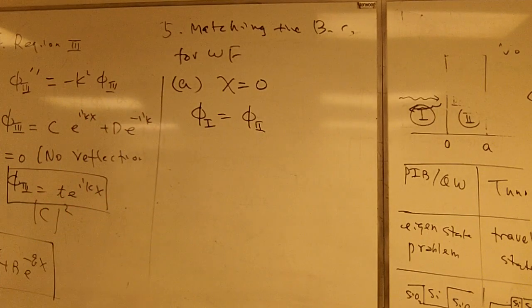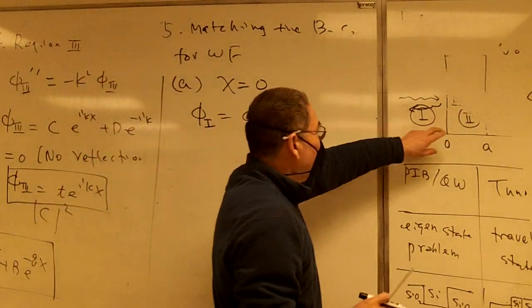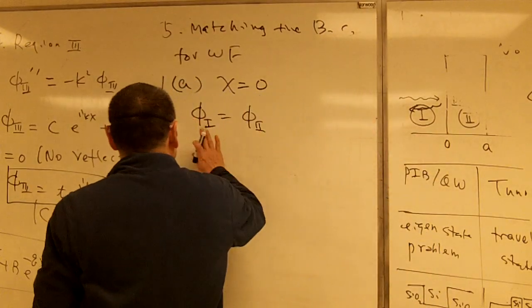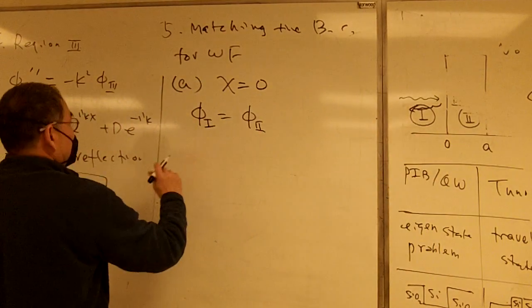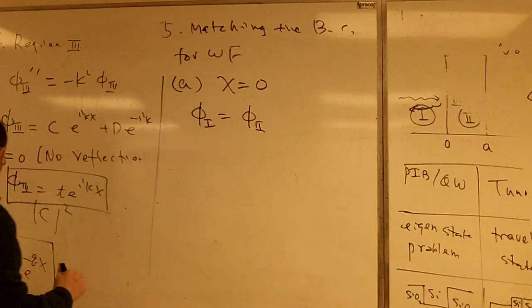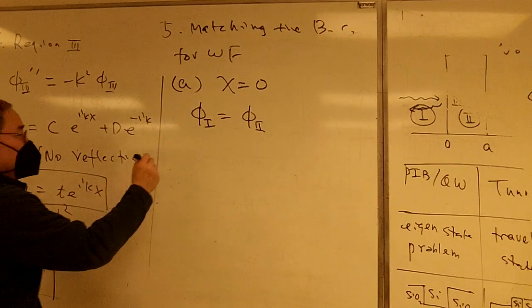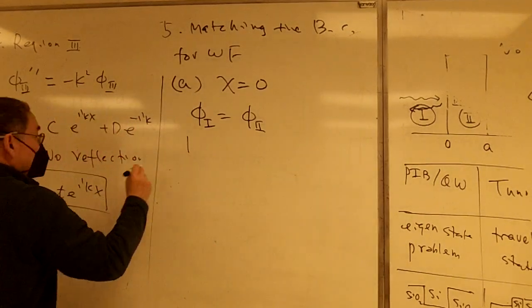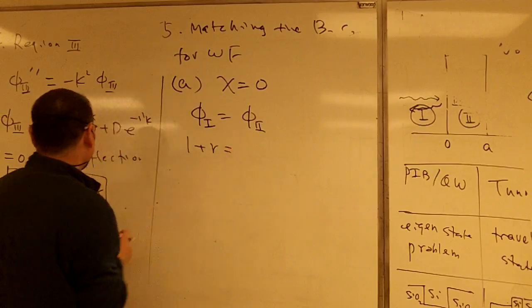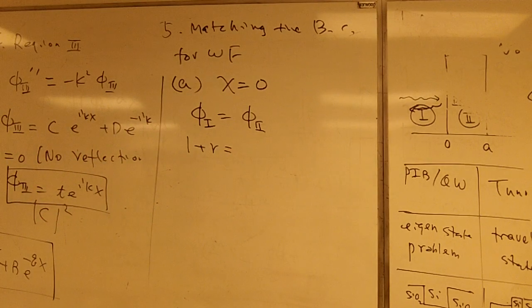So first is going to be the wave function in region number 1, which is over here, and then next we're region number 2. Let's do region number 1 first. Remember x equals 0. So this is my region number 1 wave function. When x equals 0, the first term is 1, and the second term is plus r. So this is for my phi sub 1.